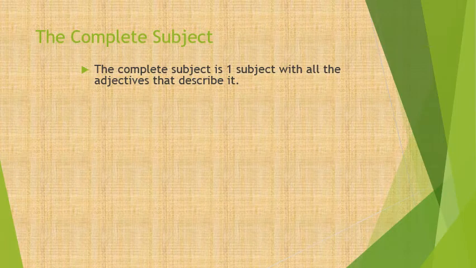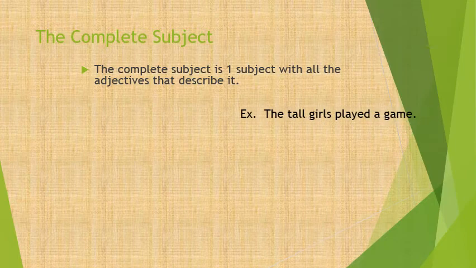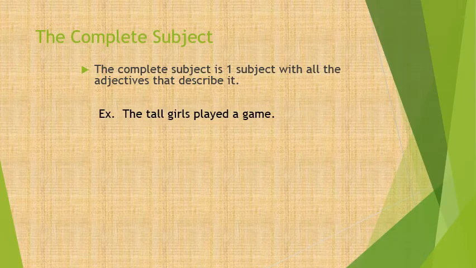The complete subject is one subject with all the adjectives that describe it. In the simple subject, it's also one subject, but without the adjectives. Here, the complete subject, it is one subject plus all the adjectives that come with it. Now, the tall girls played a game.